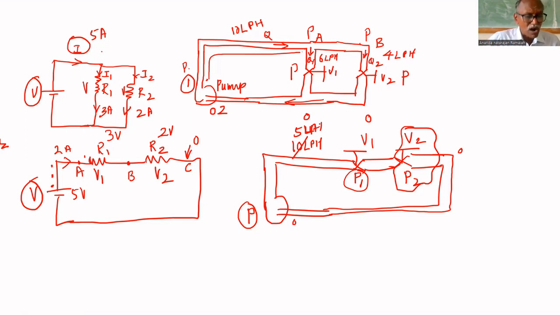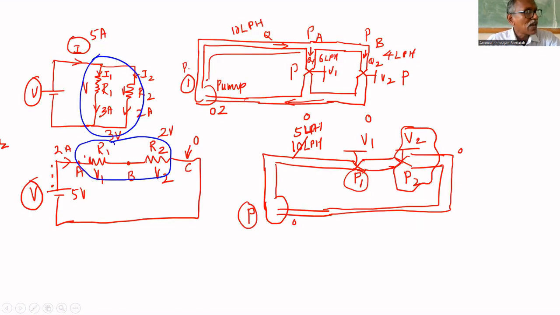If these two are in parallel and these two are in series, any doubt in this part? No doubt. So in a series circuit, current will be equal and voltage drop will be different. In a parallel circuit, voltage will be equal and current will be different.